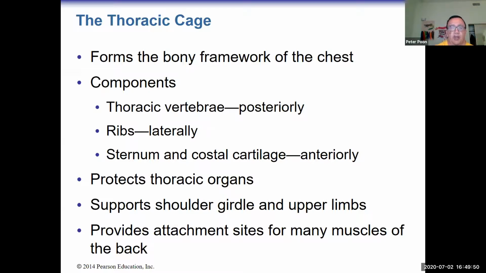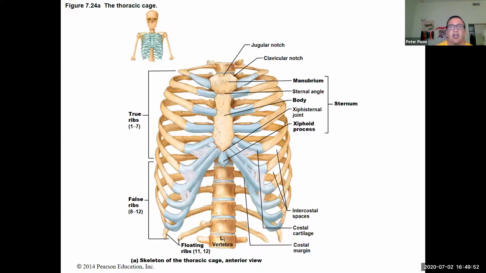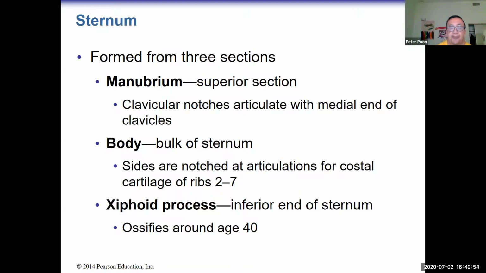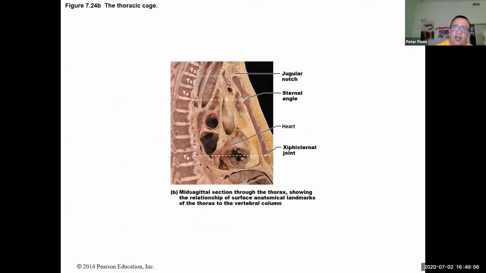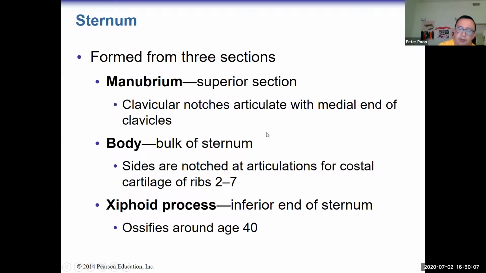So let's talk about the thoracic cage. Here's the cage. Actually, I want to go through this picture. This is the actual cage, so you can see what it protects. It protects the heart, right? You have this thing right here.